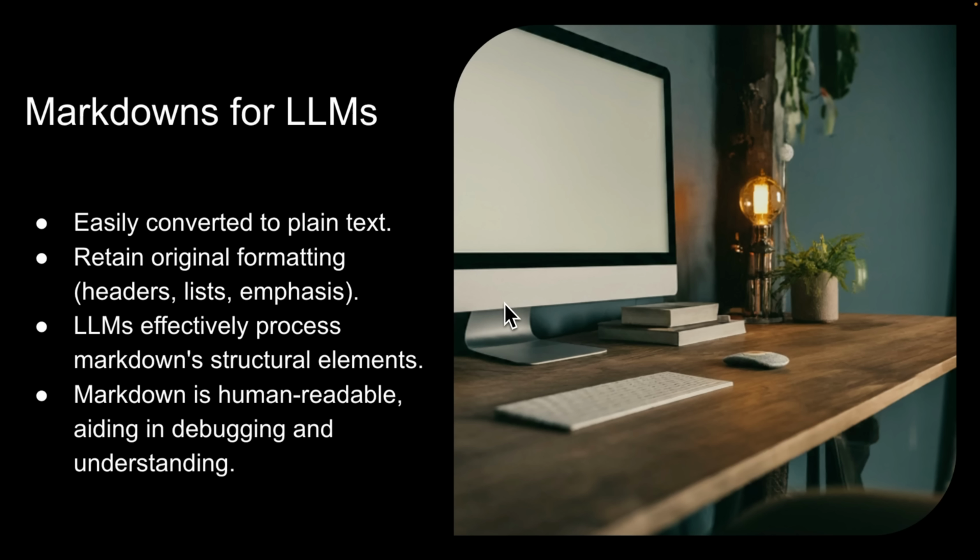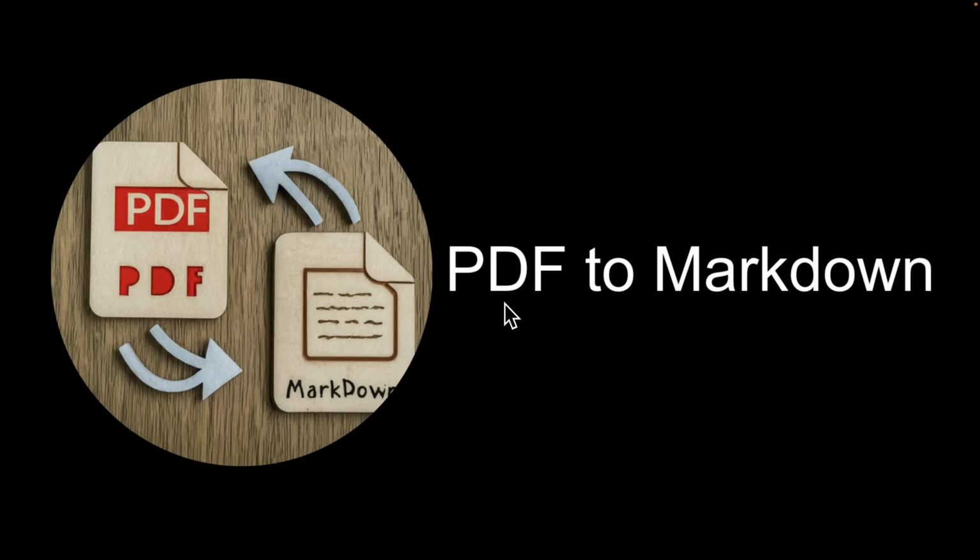However, working with Markdown is very easy when it comes to LLMs because you can easily convert that to plain text. Markdown can retain the original formatting, so you can have titles, headers, images, and tables in there. And LLMs can effectively process Markdown's structured elements. So the goal of this video is to show you an open source tool that you can use to convert your complex PDF files into well-structured Markdown.